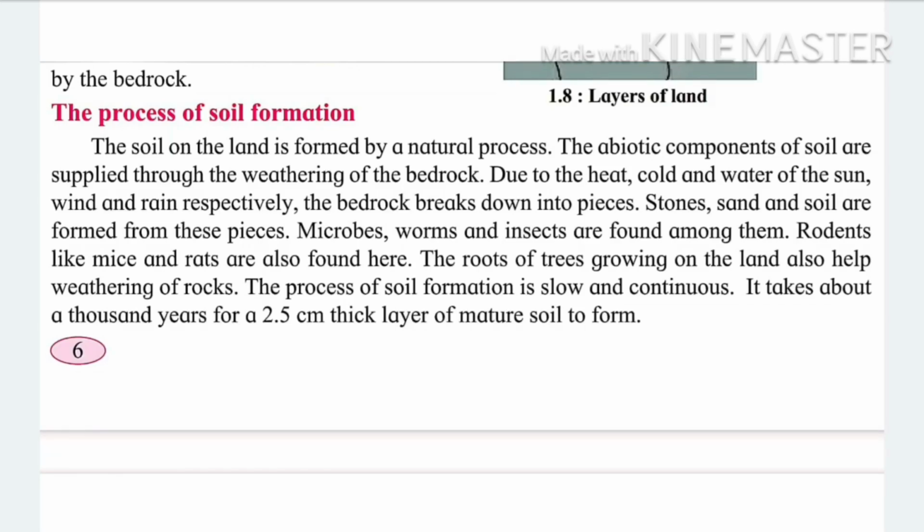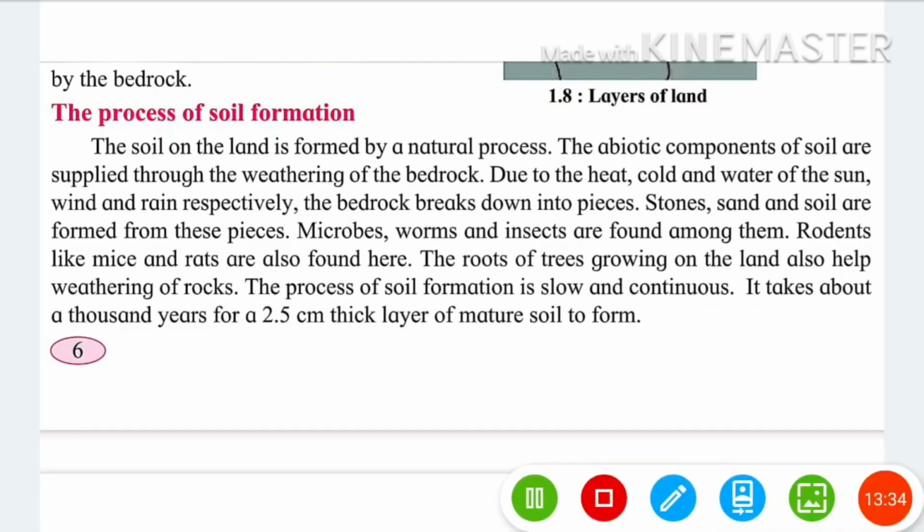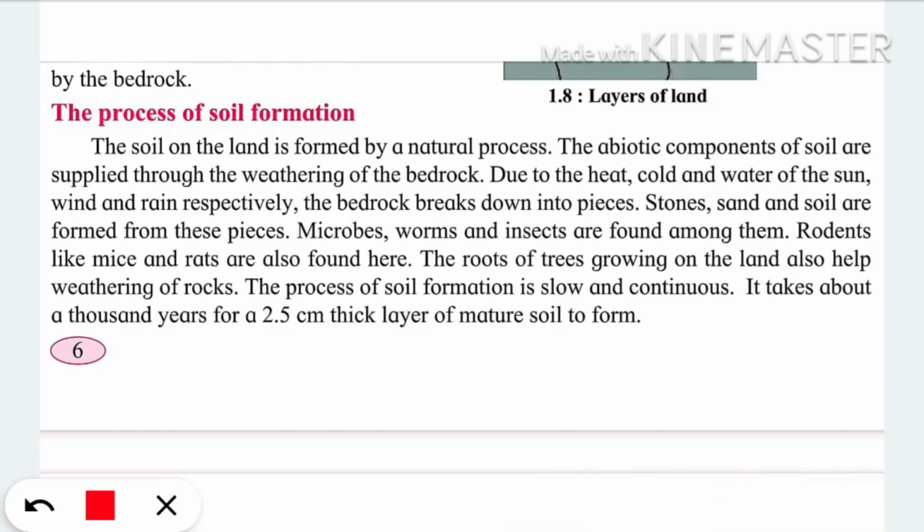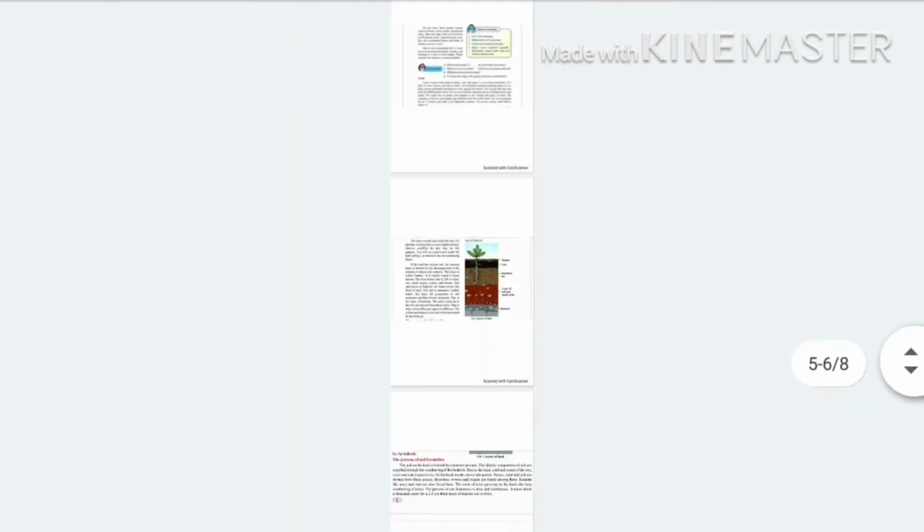The process of soil formation is slow and continuous. It takes about 1,000 years for a 2.5 centimeter thick layer of mature soil to form. You should know that the process of soil formation is slow and a continuous process. You can just think, 1,000 years for a 2.5 centimeter thick layer of mature soil. See how slow the process is. This all forms due to the weather.